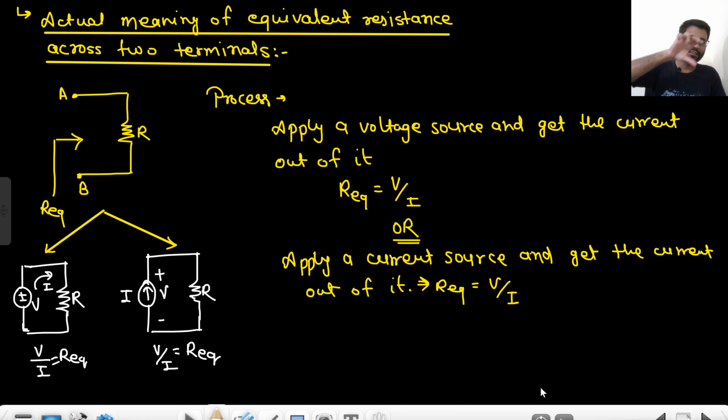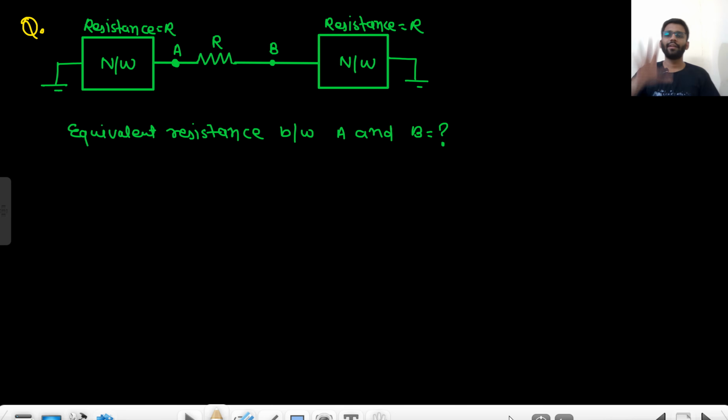So for finding the equivalent resistance, what we can do, we can apply a voltage source and get the current out of it, or we can apply a current source and get the voltage across it. Now this is the question given and I am asking you what is the equivalent resistance between A and B. Before starting the problem, I am just building up the concept, like when I explain the infinite grid problem, there will be no confusion. So let's just solve this simple question.